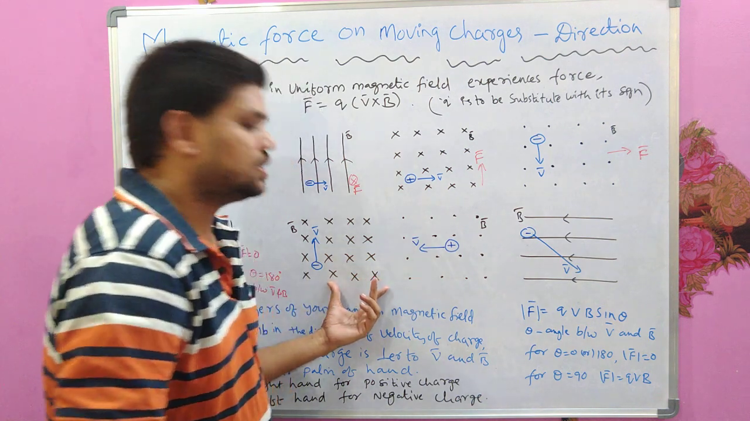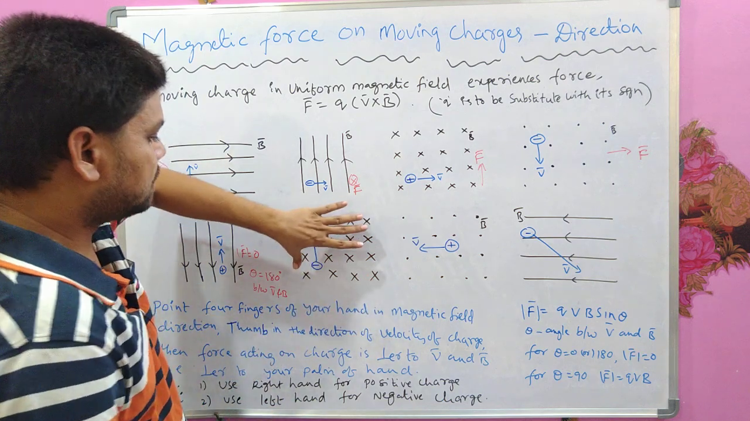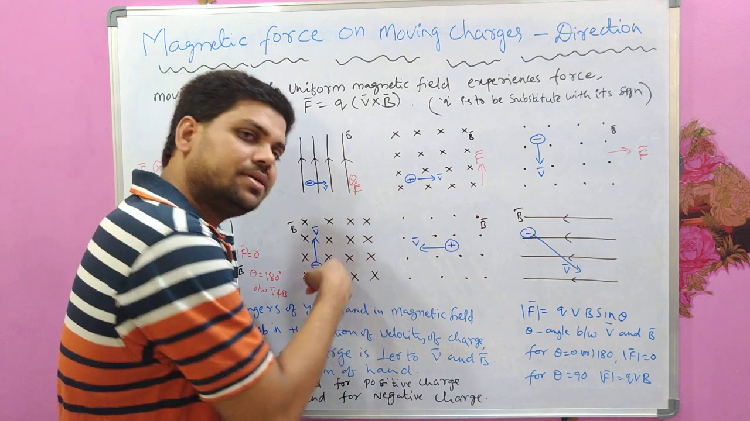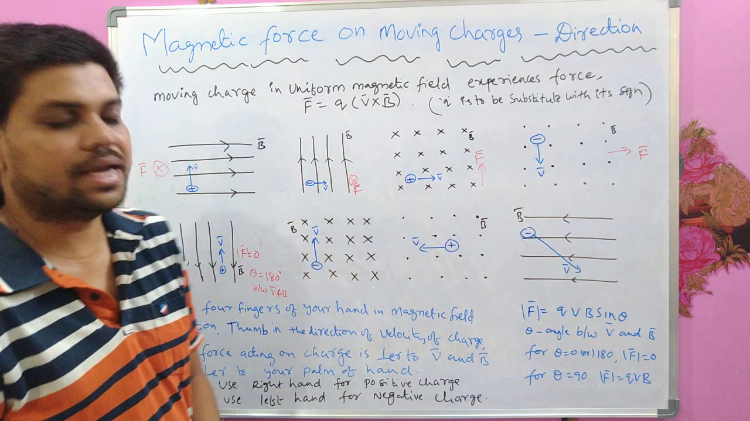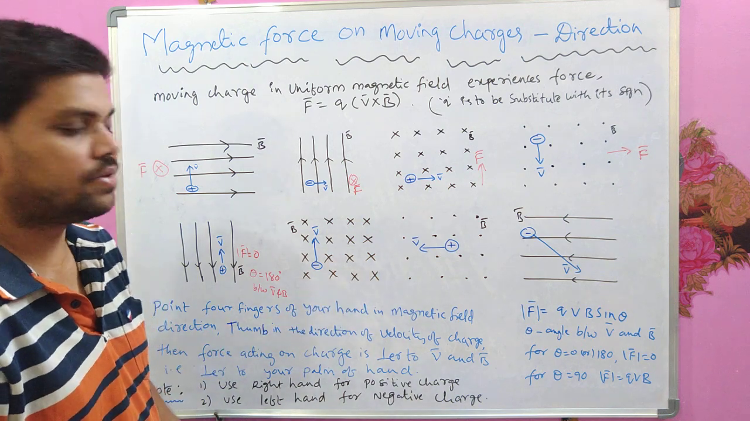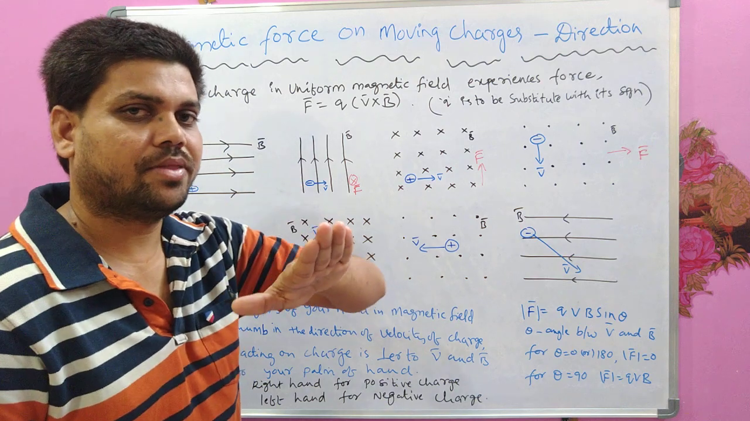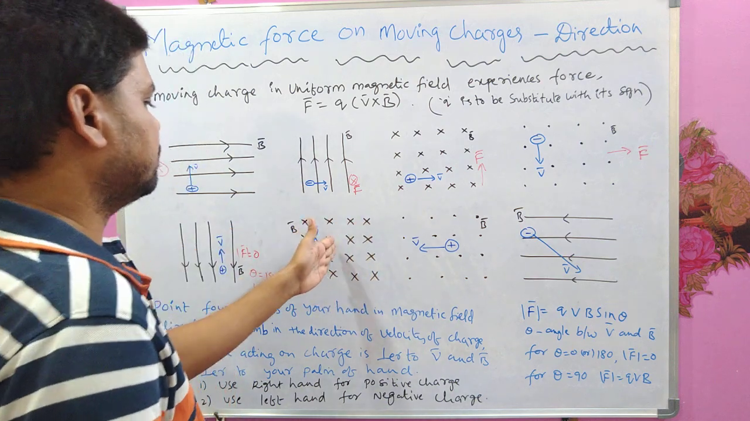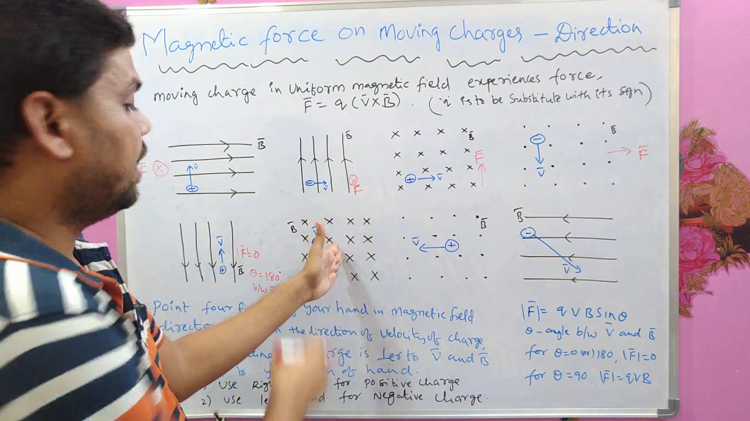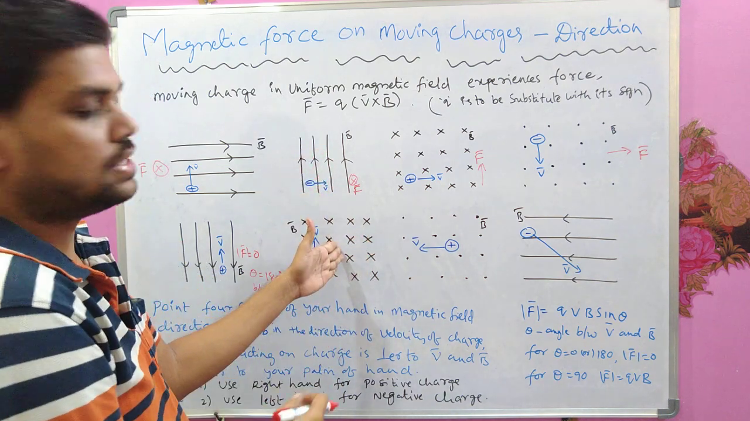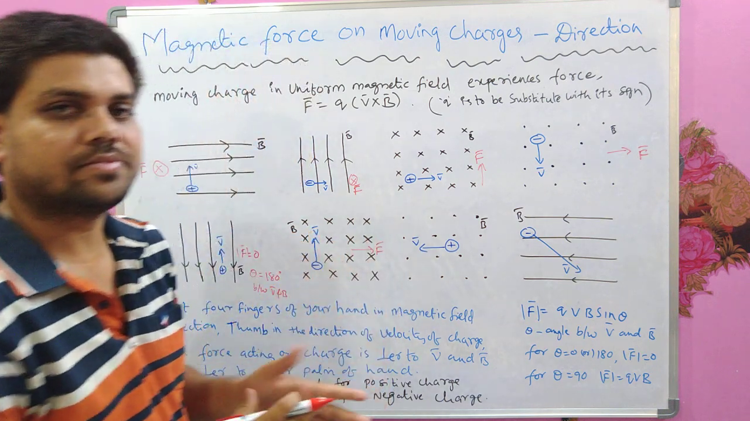Now come back to this example. In this example, the magnetic field is inwards and a negatively charged particle is moving at right angles to the direction of the magnetic field. Since it is a negatively charged particle, use your left hand. How to use? This way. Four fingers in the direction of the magnetic field and thumb in the direction of the velocity, and the force is this way.